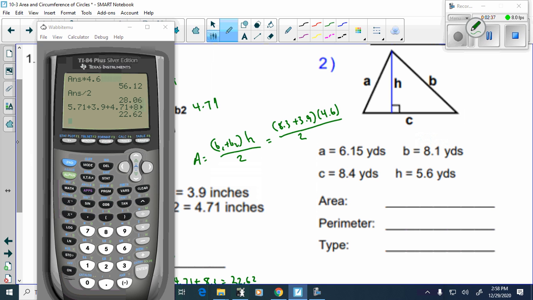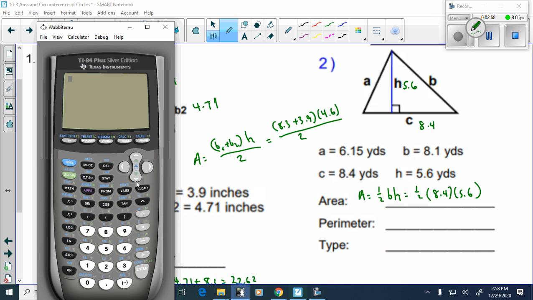This next one we have is a triangle, of course. The area is 1/2 base times height. Now, the height is 5.6, and C is the base. And so I could do it like this, 0.5 times 8.4 times 5.6, which is 23.52.